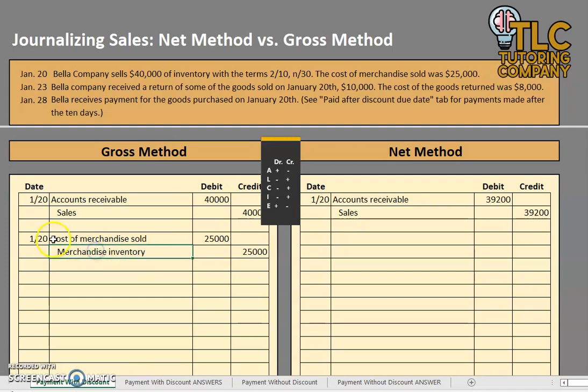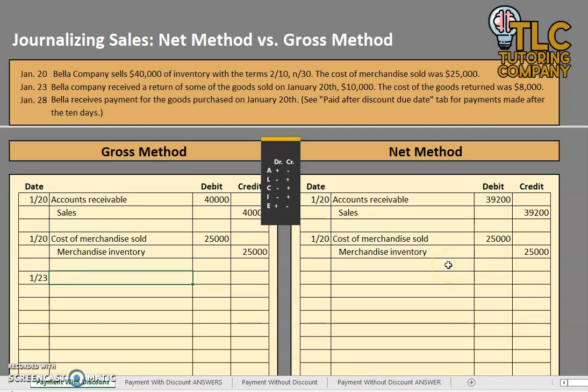And keep in mind, this will be the same no matter what method we're using here. All right. Next, we received a return on the 23rd. So they're telling us that Bella Company received a return of some of the goods sold prior to this transaction, and that the amount returned was $10,000. The cost of the goods returned were $8,000. So let's start with our entries.